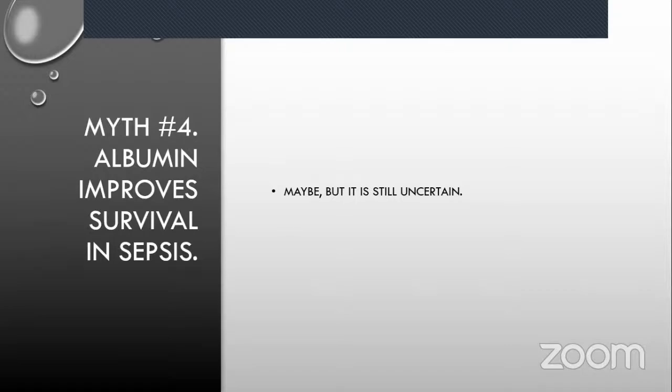Four, albumin improves survival in sepsis, maybe, but is still uncertain. Why? We have seen that in most studies of albumin, there was no mortality benefit. The mortality benefits were in subgroup analysis of SAFE, ALBIOS, and these other studies that were done. In the SAFE study, in traumatic brain injury, albumin was actually detrimental.